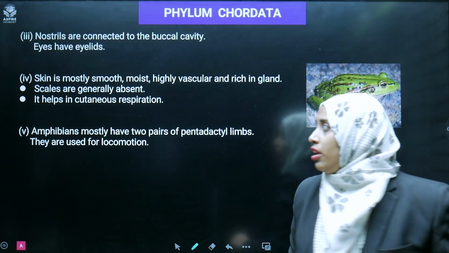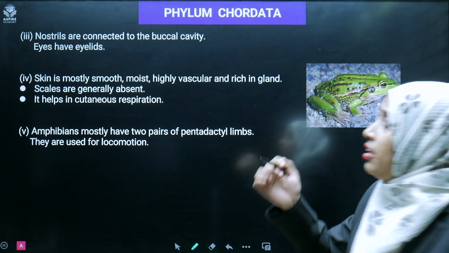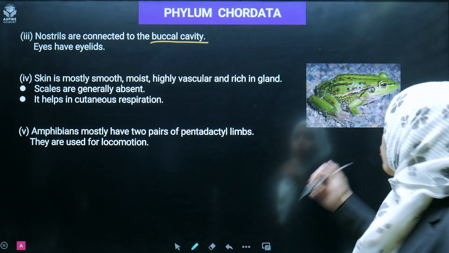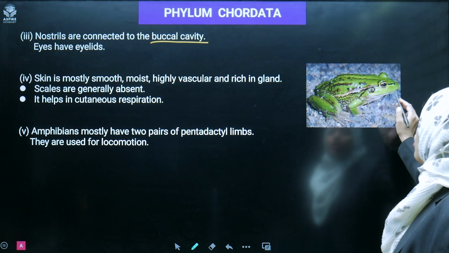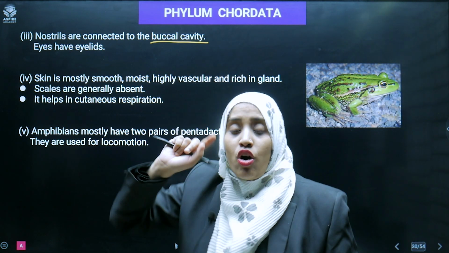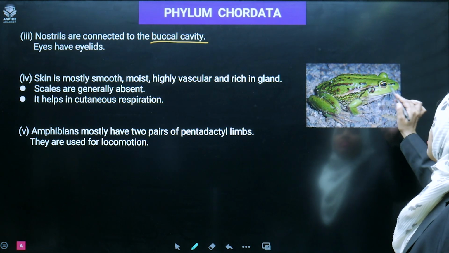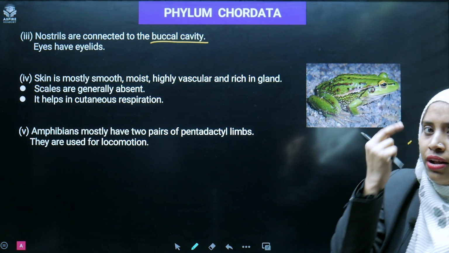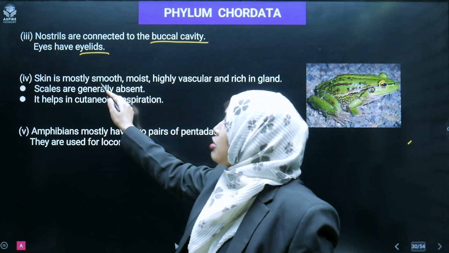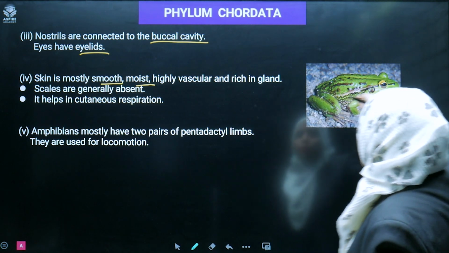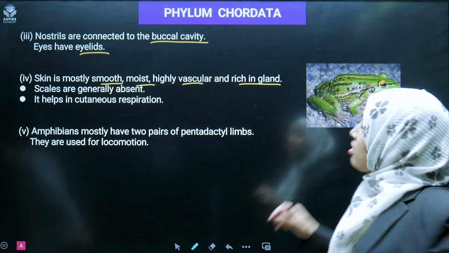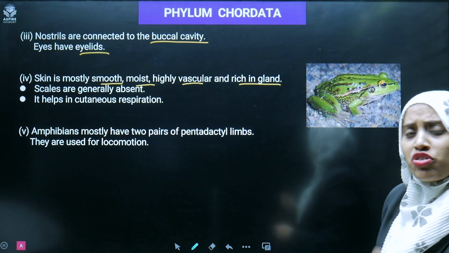Okay. Now nostrils present है and connected to the buccal cavity. जो nostril है, nose का opening जो होगा, you can see this frog. ठीक है? nose का जो opening होगा, it is connected to the buccal cavity. और eyes के ऊपर क्या है? eyelid. This is eye. eye के ऊपर एक layer है. ठीक है? That is known as eyelid to protect the eye. And skin is mostly smooth, moist. गीला skin होता है, moist skin होता है. And highly vascular and rich in glands. There are several glands on the body surface for the secretion.